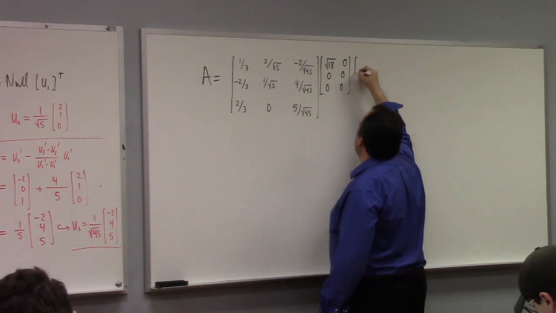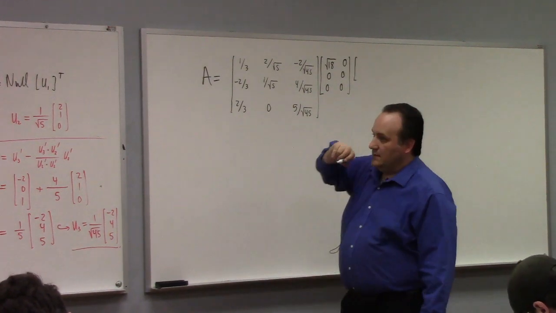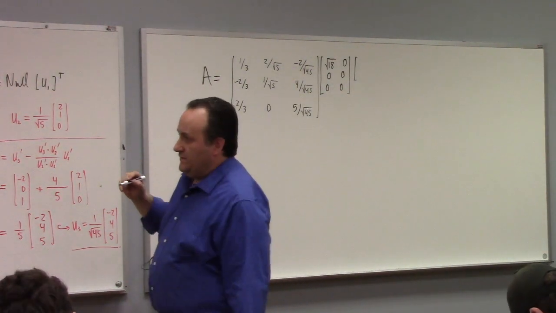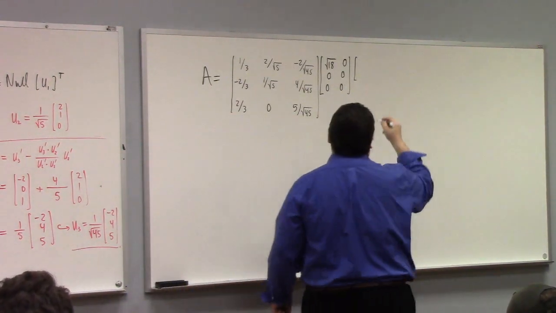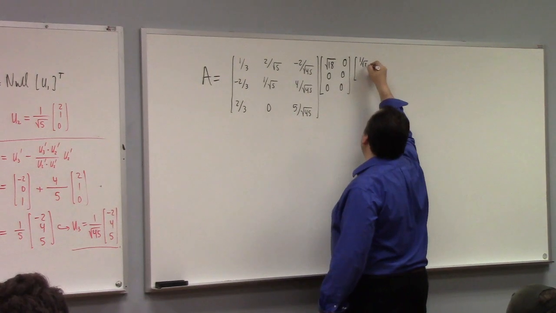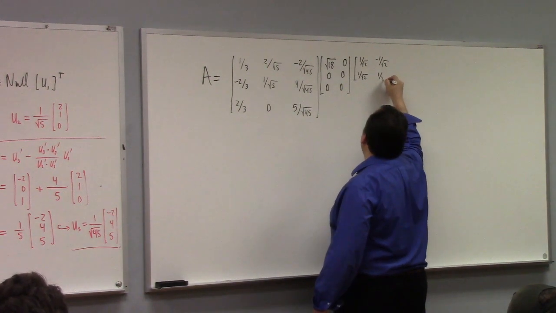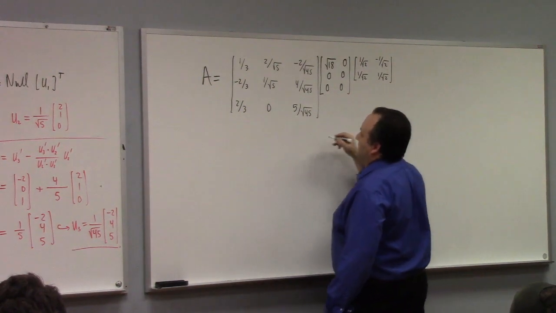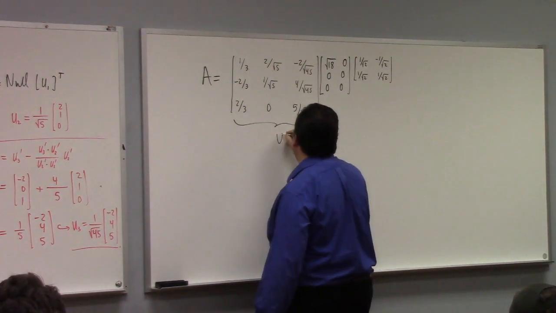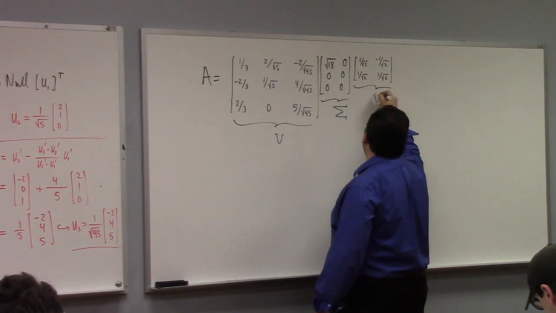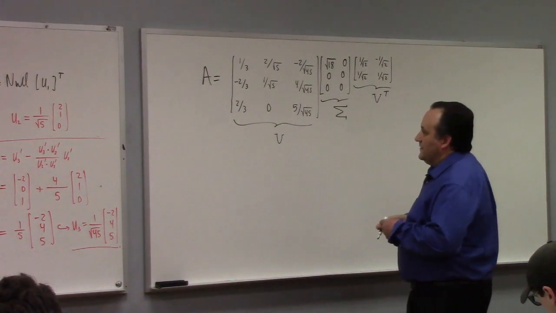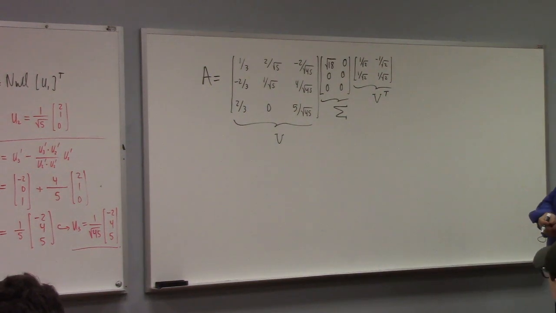And then you've got your V transpose. The little v1 transpose is the first row. So I've got 1 over root 2, minus 1 over root 2. And then I've got 1 over root 2, 1 over root 2. So here's your U, your sigma, and your V transpose. This is the singular value decomposition of A.